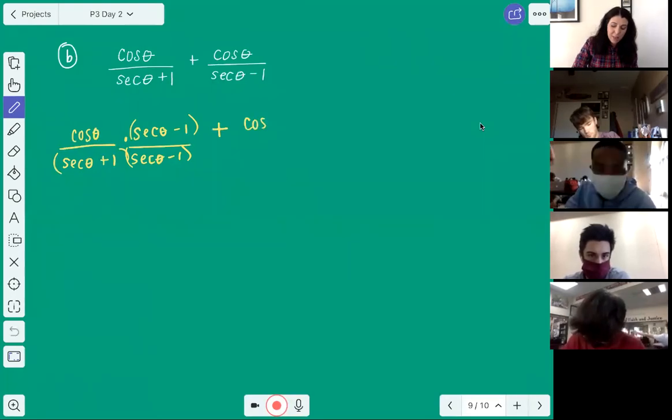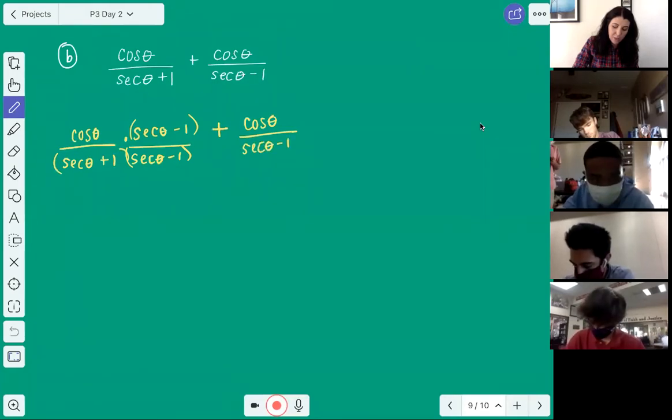And then we're going to do the same thing over on this one. So I have cosine of theta over secant of theta minus 1. Reese, what will I multiply this one by?